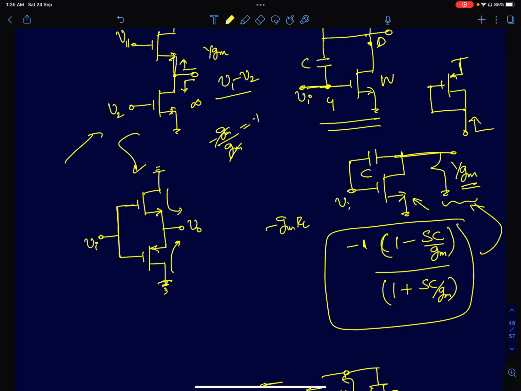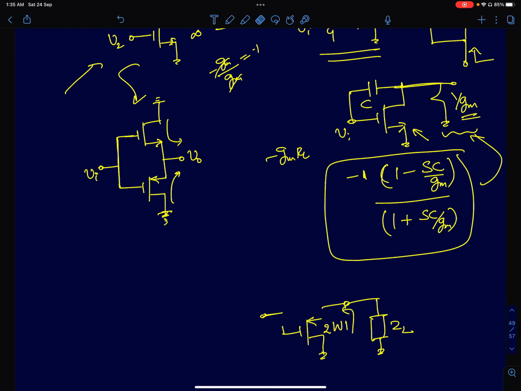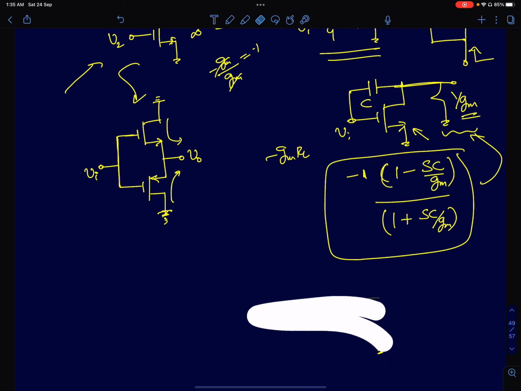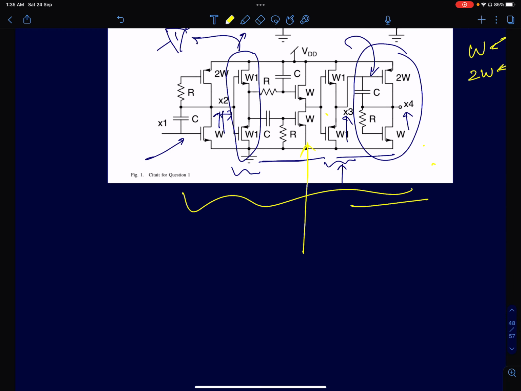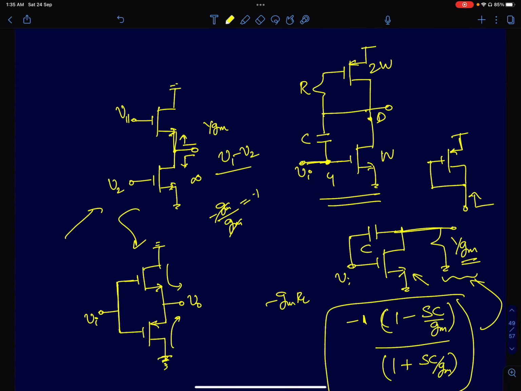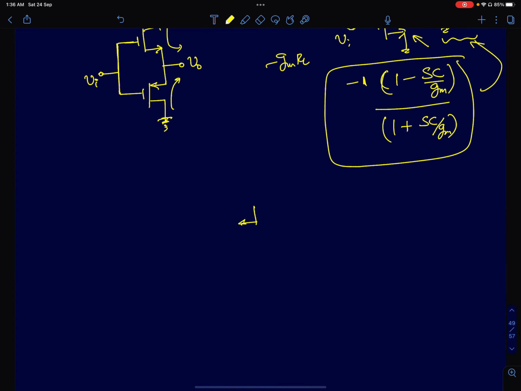The same transfer function holds even if I make the input a PMOS. So if I choose, for example, which is what is in the last part of the circuit, if you notice this part of the circuit, the input is fed to the PMOS gate. So you have a circuit that looks like this.